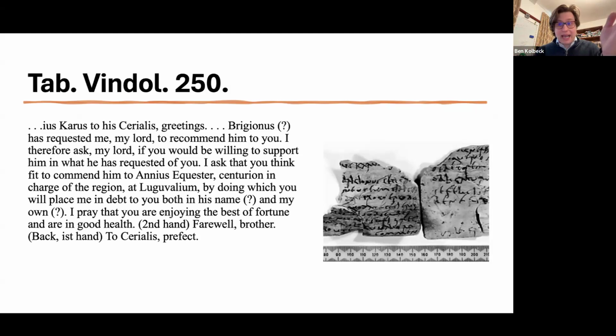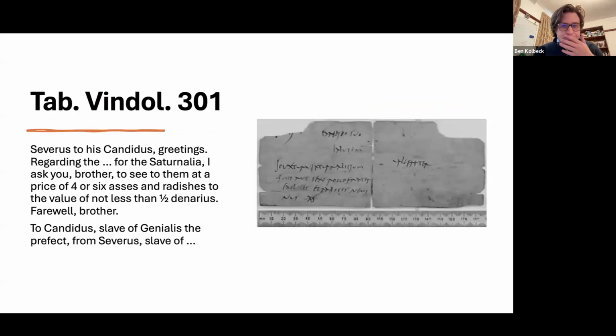or actually Cerealis is being asked by someone else, commend my friend to a third person, to Annius Equester, centurion in charge of the region at Luguvalium, which is Carlisle, by doing which you will place me in debt to you, both in his name and my own. So we're seeing this complex economy of favors that elite people are doing for each other, and the way they're maintaining social ties in the frontier region.